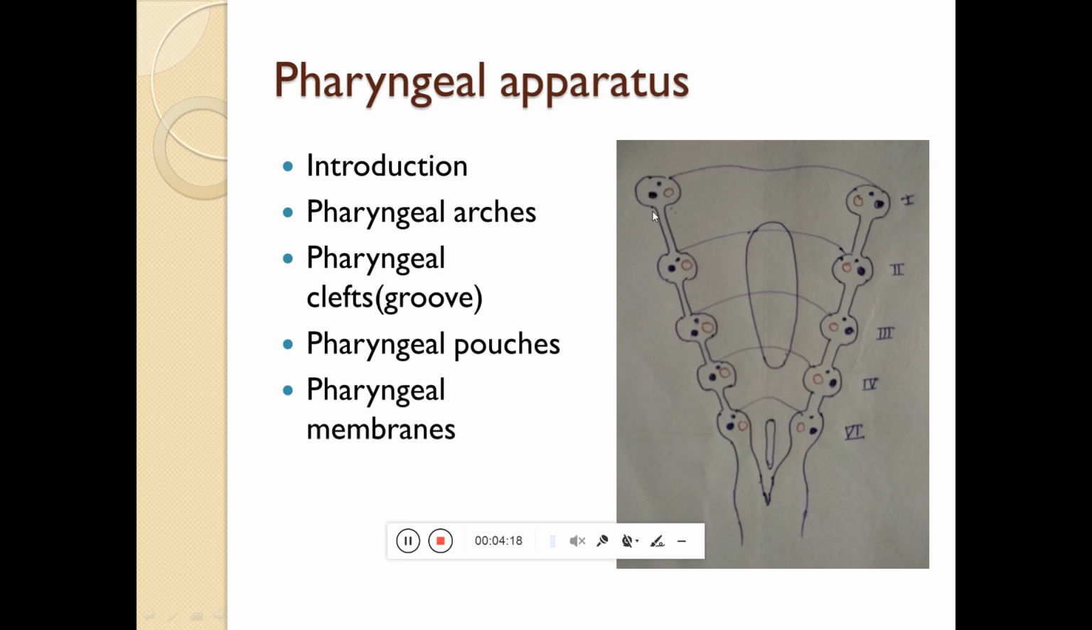One more thing, there is a connecting part, a very thin membrane-like structure between any two arches, known as the pharyngeal membrane. In this way, the components of the pharyngeal apparatus are pharyngeal arches, pharyngeal grooves, pharyngeal pouches and pharyngeal membranes. So five arches, four membranes, four grooves and four pouches.